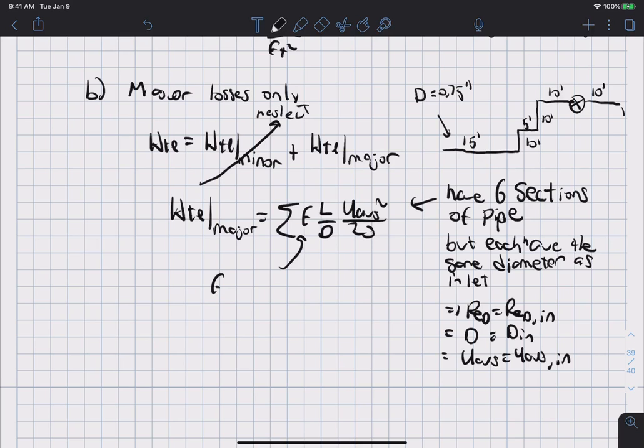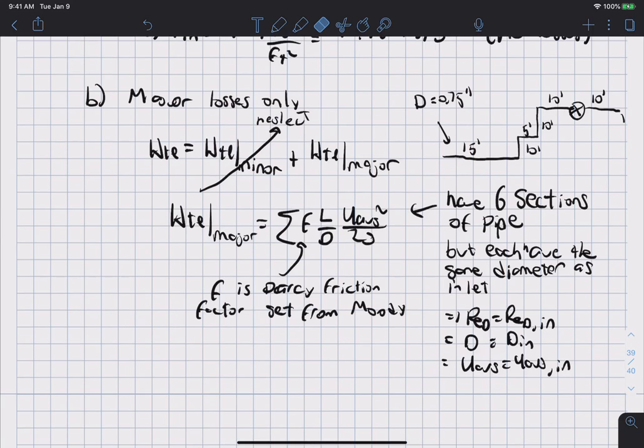And so f is the Darcy friction factor, and you can get that from the Moody chart or by solving the Colebrook equation. In one of the previous lectures I showed you how to read the Moody diagram, so I'm going to show you how to solve the Colebrook equation.